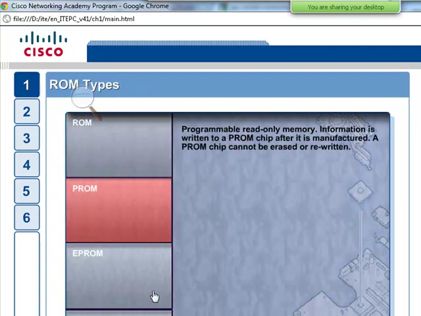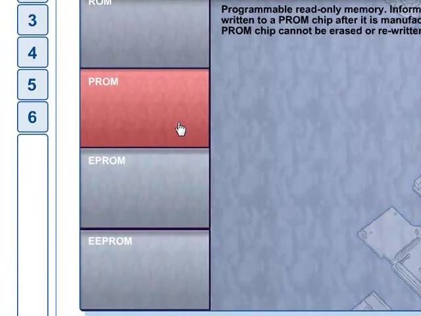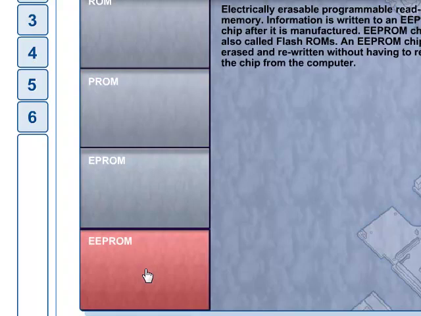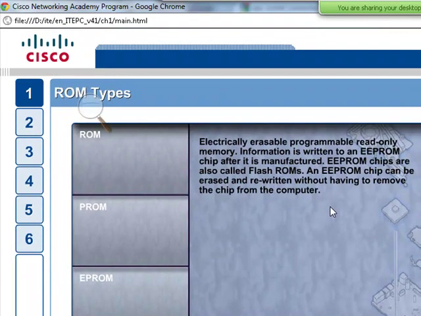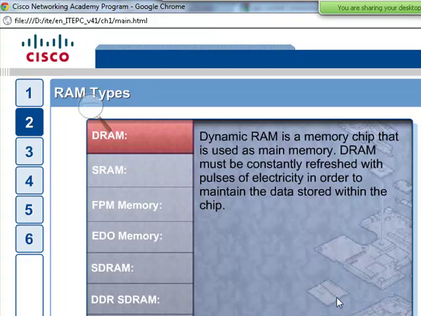We have different kinds of ROMs. Some ROMs are permanent. You cannot erase their information. Some other types of ROMs you can erase their information by applying some electrical pulse to them. We have RAMs. Sometimes they get a bit tricky.